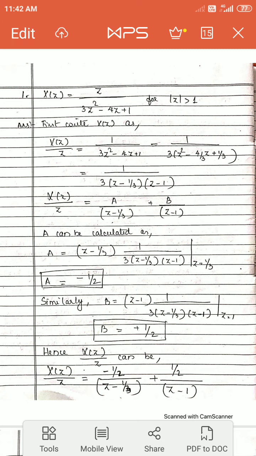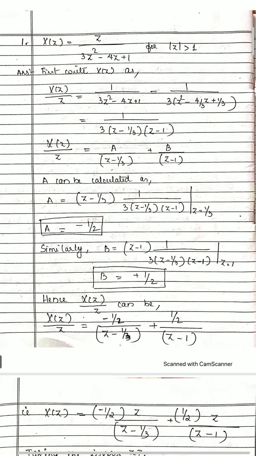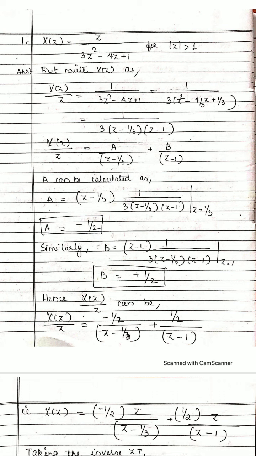Right. And when you are taking 3 as common, it becomes 1 divided by 3 outside, z square minus 4 by 3 z plus 1 by 3, right? And if you further write it, if you take 3 outside, it becomes z minus 1 by 3 into z minus 1. You have to make it in this kind of form in the beginning itself, right? Very easy. That is 3 into z minus 1 by 3 into z minus 1. Easily you can make it, right?